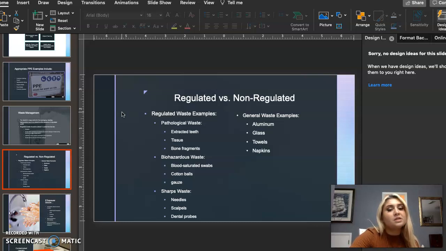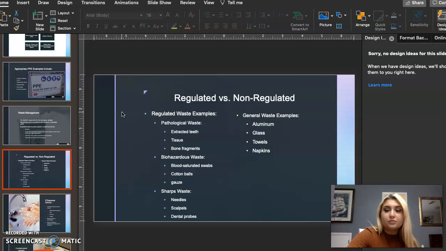So some examples that I've included of regulated waste would include pathological waste, such as extracted teeth, tissue, or bone fragments; biohazardous waste, which includes blood-saturated swabs, cotton balls, and gauzes; and sharps waste, which includes needles, scalpels, and dental probes, and etc. Those were just a few examples that I had listed for each.